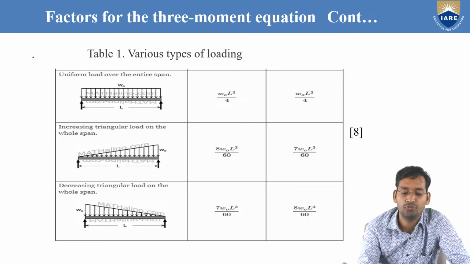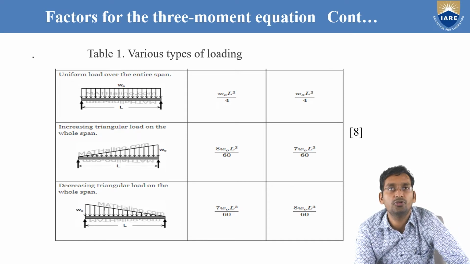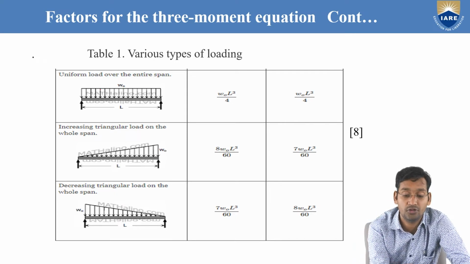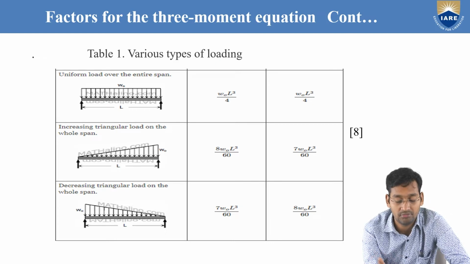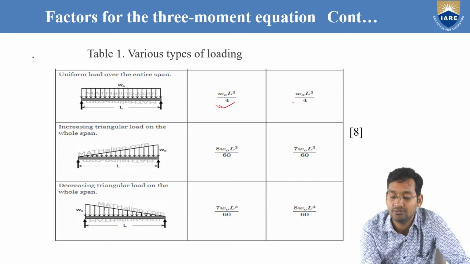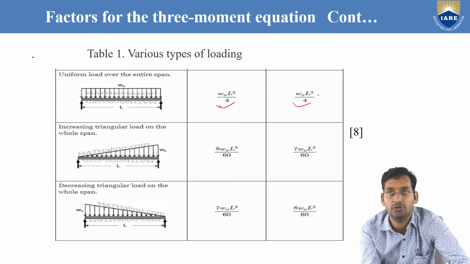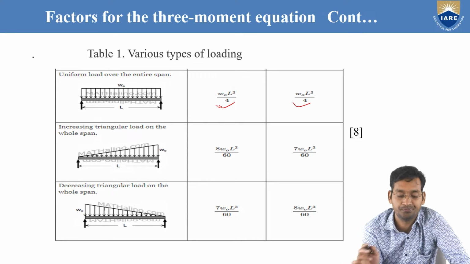Now, if a uniformly distributed load is there over the entire span, then for 6A by L the value will be W naught L cube by 4. And for this case also, W naught L cube by 4 for 6AB by L.